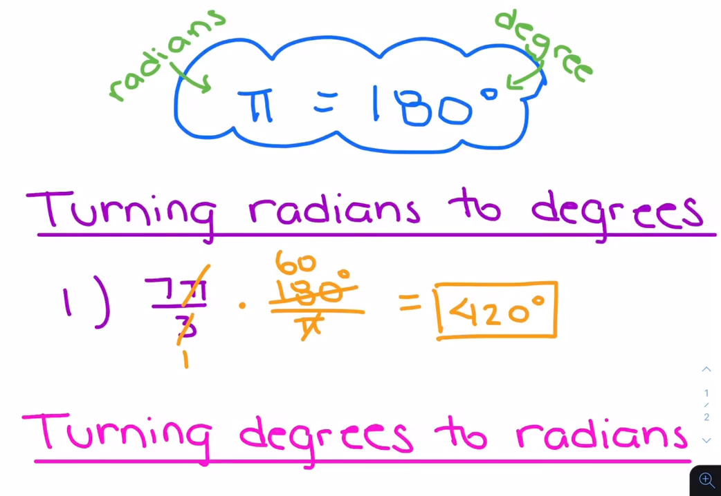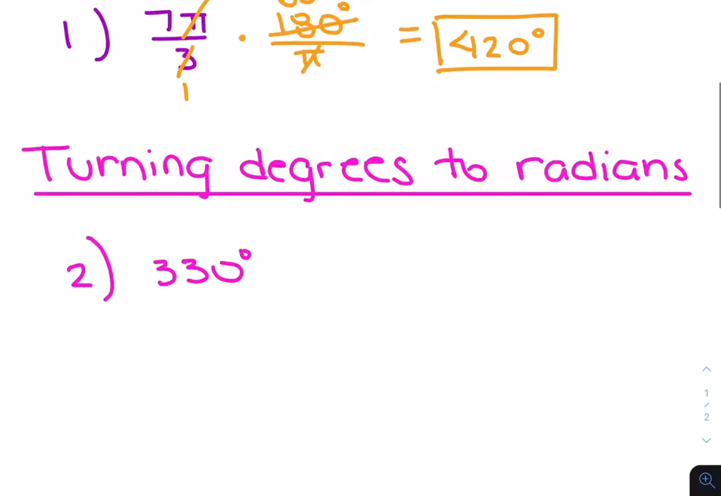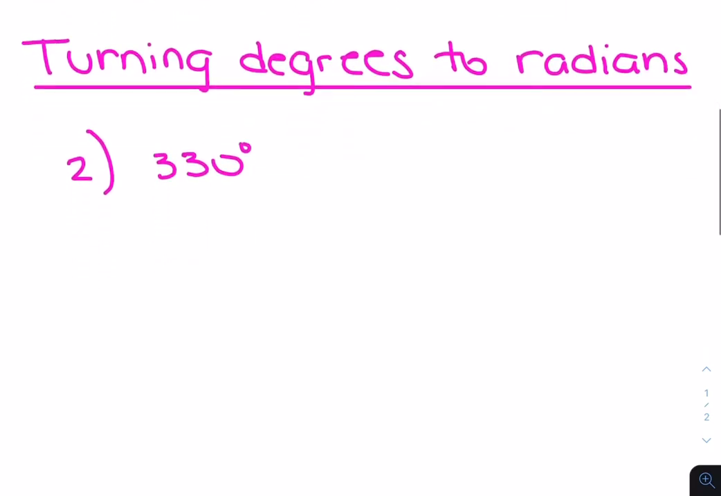Now let's try to turn degrees to radians. So to do this, it's a similar process. We're still going to take that proportion, and now that we're trying to turn degrees into radians, our radians are going to be on top. So now pi is going to be on top, and we're going to have 180 degrees on the denominator. And in this case, the degrees are going to cancel out. So now we don't have any degrees.